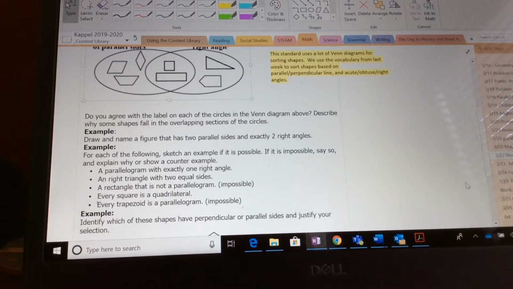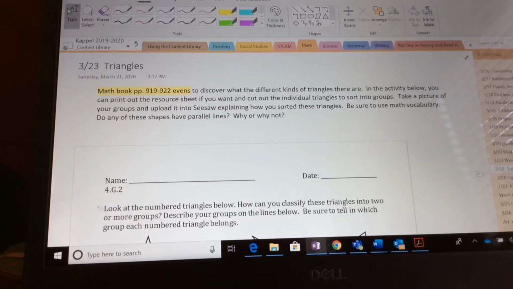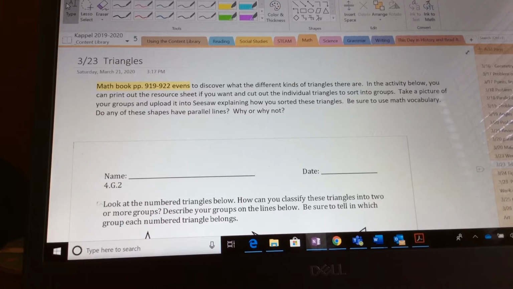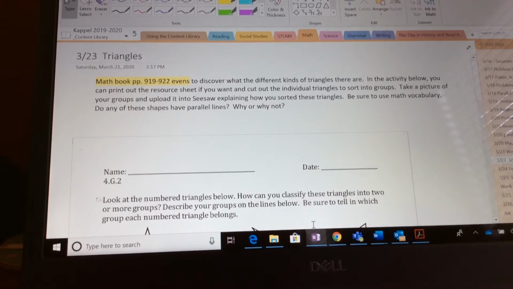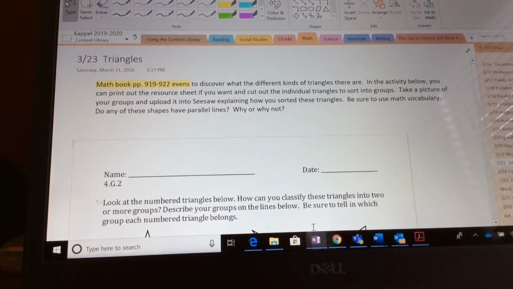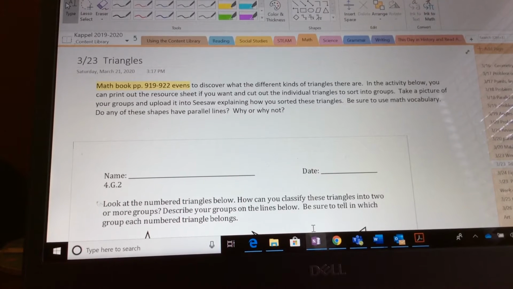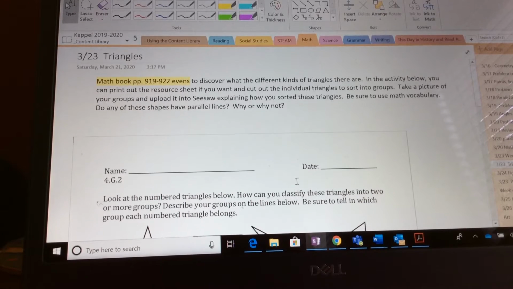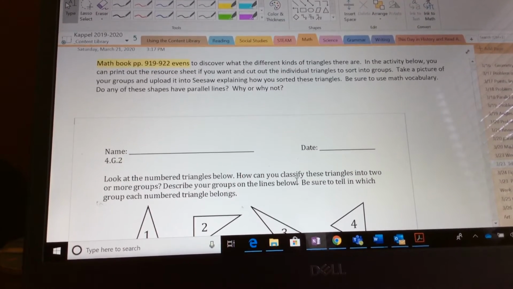Then on Monday, today, we're going to take a look at some triangles, okay? And so I started here with math book pages 919 through 922. We were going to take a look at the different kinds of triangles, and then you don't have to upload those to Seesaw, but in the activity below here, you can print this out if you want to, but this is what I was talking about with sorting things into groups, okay?